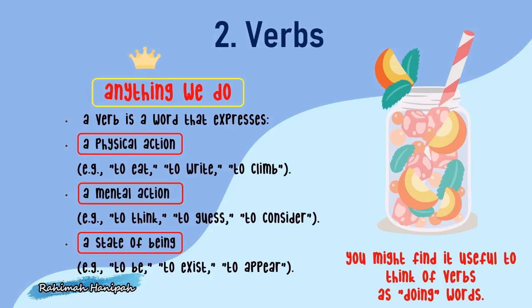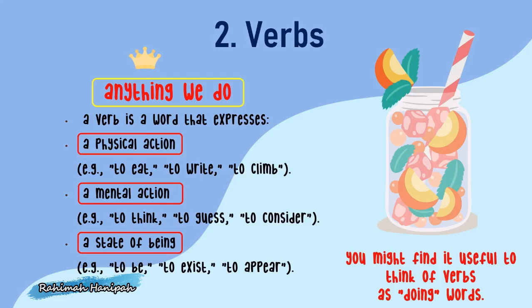If we say mental action, you're not moving your arms or your legs. However, you're thinking, you're guessing, you're considering. It is something you do, but you do it mentally. And the third one is a state of being. What does it mean? It says here: to be happy, to be sad, to be nervous. It's how you feel. It's something you do inside of yourself. So it's a state of being, to exist and to appear.